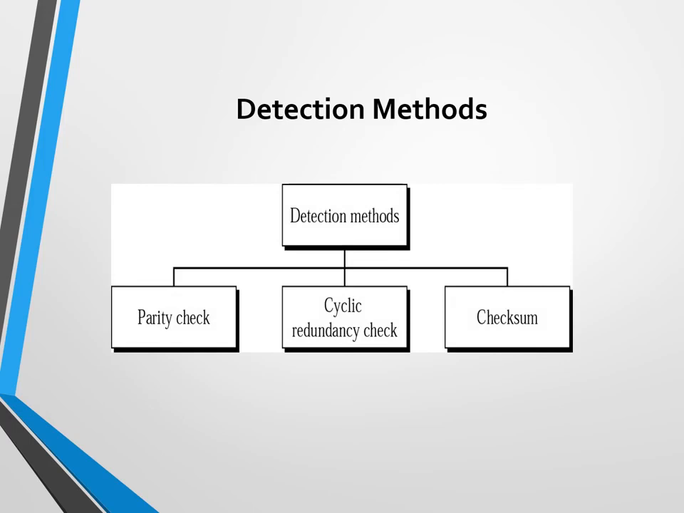Students, here we should know what the methods of error detection are. Error detection methods कौन से हैं? There is a parity check method, there is a cyclic redundancy check, and there is a checksum. The parity check we will cover today, and the cyclic redundancy check and checksum we will discuss in our next lecture.